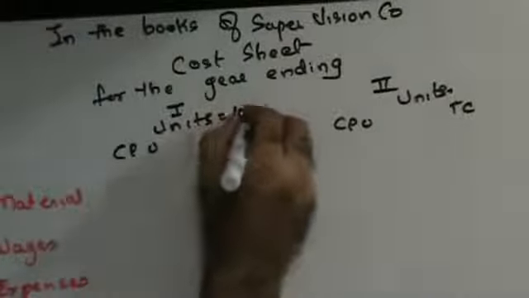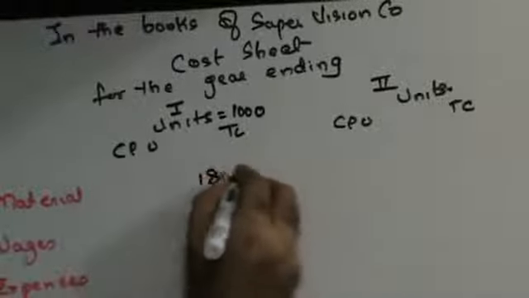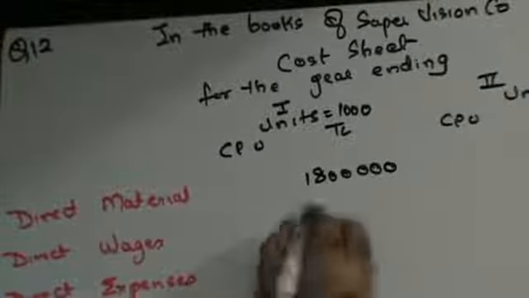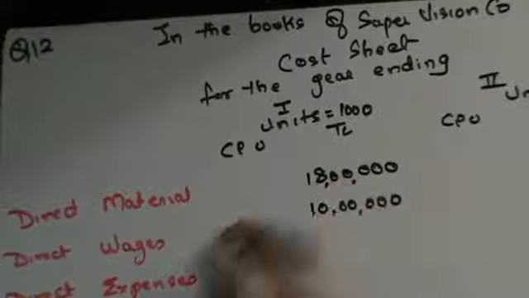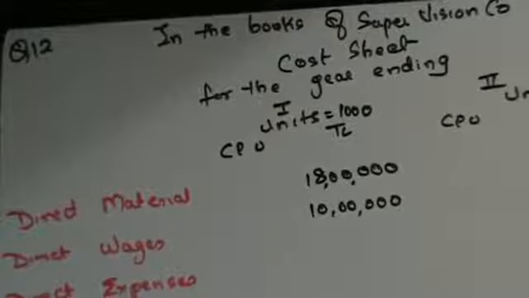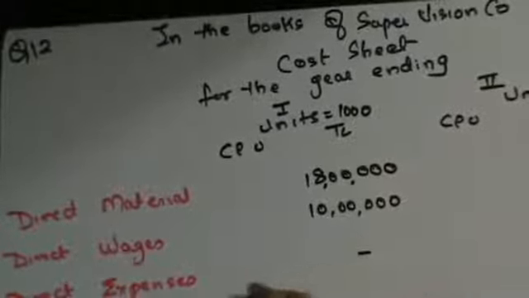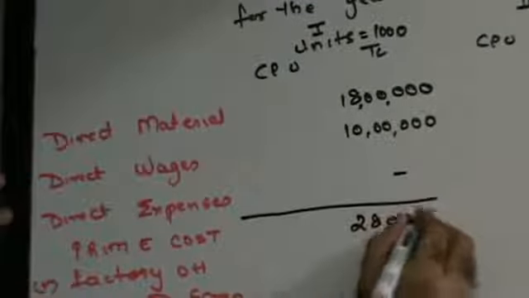Units are 1000 TV sets manufactured and sold by the company. Material cost is given to you as 18 lakhs. Wages is 10 lakhs. Then they've given you direct expenses is not given to you. There is no direct expenses. So that will give you prime cost. This is going to be 28 lakhs.